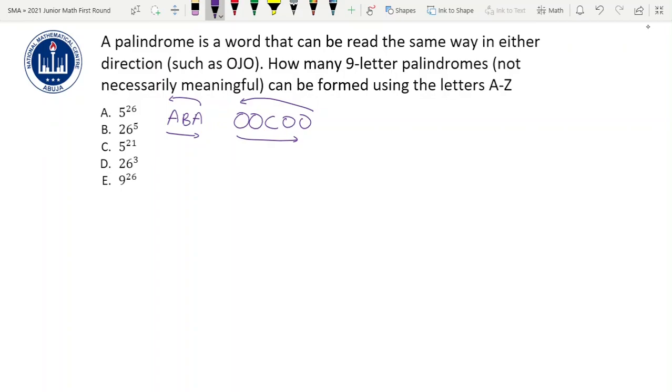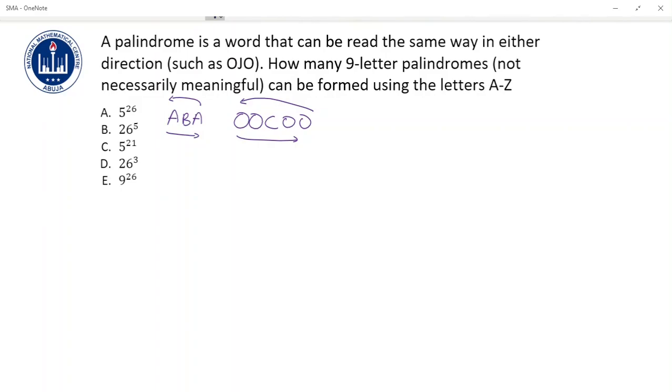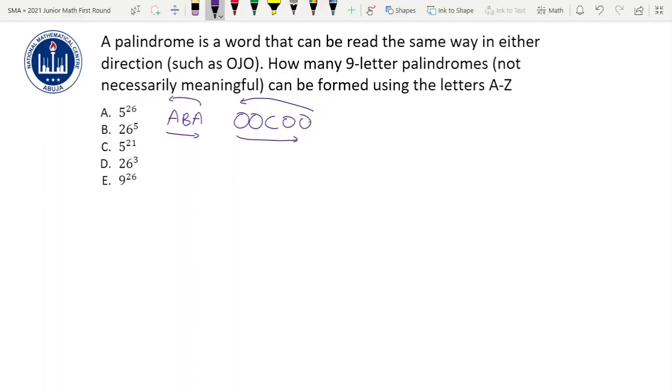We'll consider a word a palindrome if it reads the same from left to right and right to left, regardless of whether it makes sense in English or any other language, right? So yeah, we're asked to find how many 9-letter palindromes can be formed using the letters A to Z. Okay, so since we're trying to form a 9-letter palindrome, I'll just draw 9 spaces here. So the first letter will be here, the second will be here, the third, fourth, fifth, sixth, seventh, eighth, and ninth. So we're supposed to fill these 9 spaces with letters A to Z such that the word that will be formed will be a palindrome.